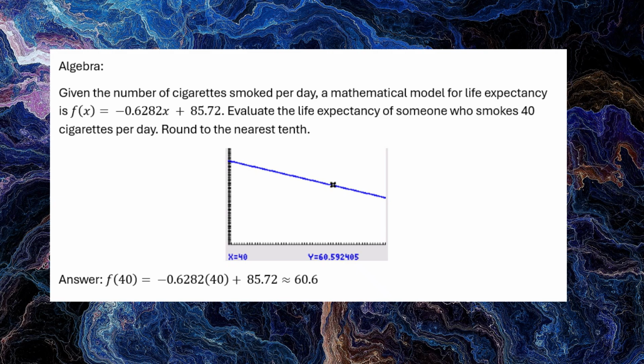Here's some algebra, do the algebra. Evaluate the life expectancy of someone who smokes 40 cigarettes per day. Round to the nearest tenth. The answer is shown at the bottom.